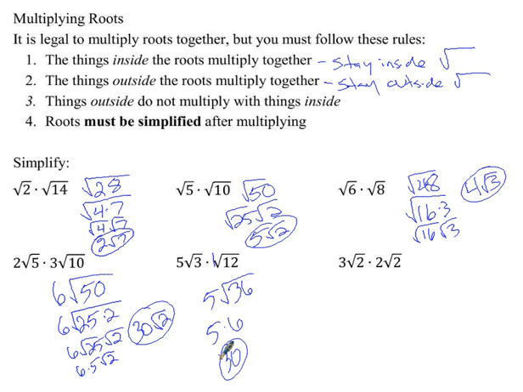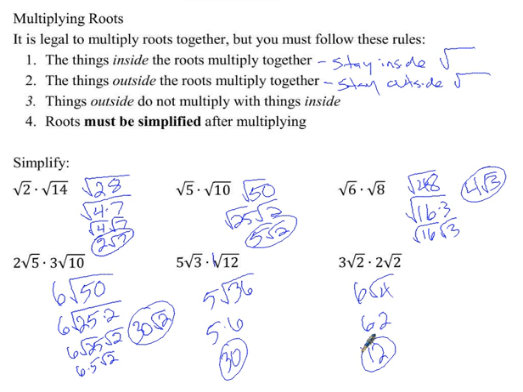On the last one, what do we get? So we have 3 times 2 outside, so 6 square root 4. The square root of 4 is not 4, it's 2. So this turns into 6 times 2, which is 12. We're multiplying. 6 times 2 is 12.